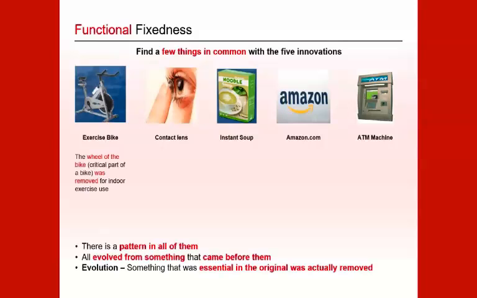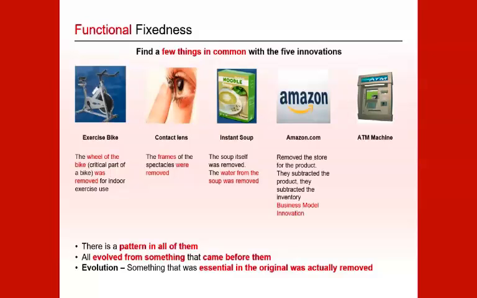What about the contact lenses? The contact lenses come from spectacles, right? And the key component of a spectacle is the frames. In the contact lenses, the frames have been removed. In instant soup, the water has been removed from the soup. What about Amazon.com? Remove the store from the product. They subtracted the product, they subtracted the inventory, and came up with a new business invention, which is the e-commerce business.